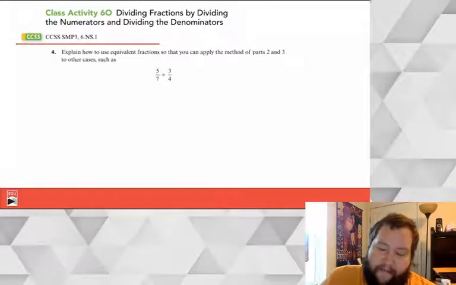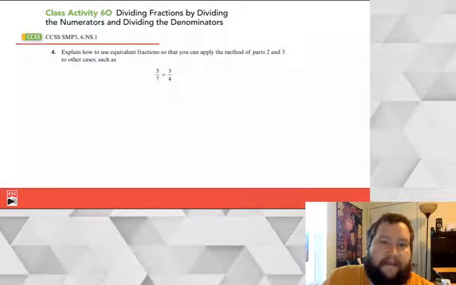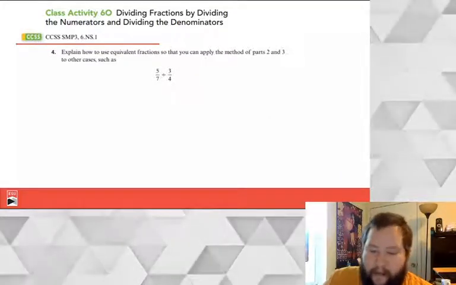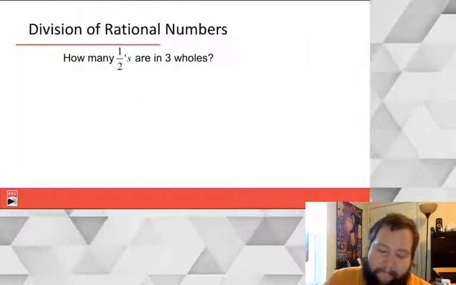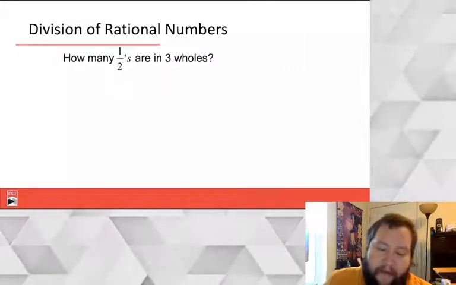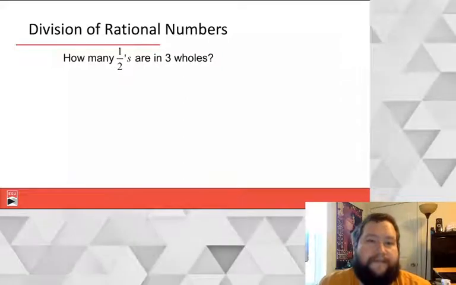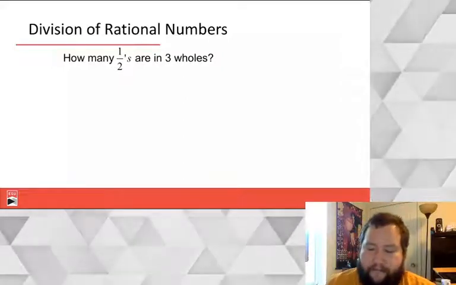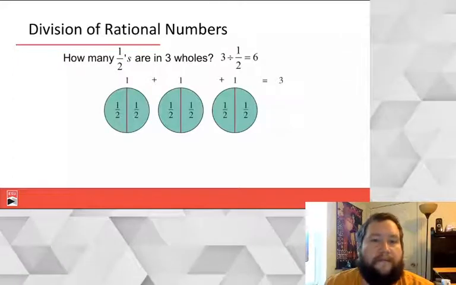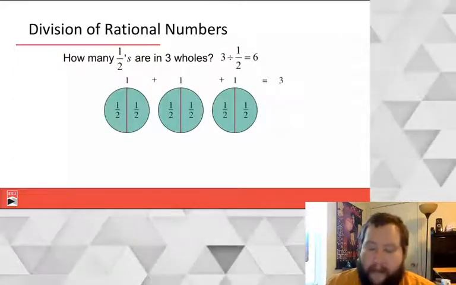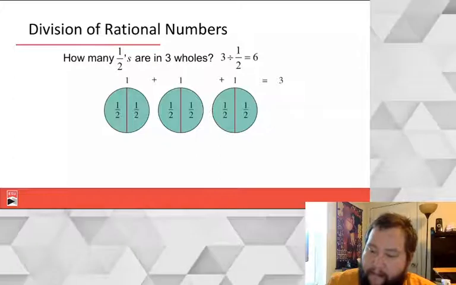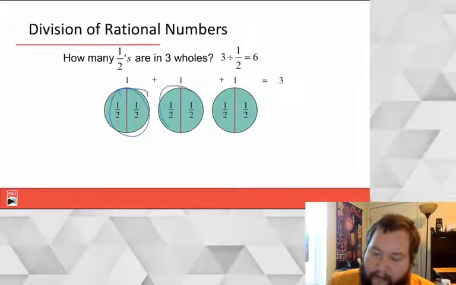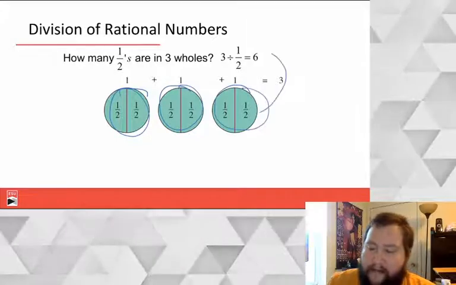So I'm going to save this one for you to practice because I think it's another useful sample to give you an idea of what's happening. And so, division of rational numbers. How many halves are in 3 wholes? Well, there are 6 of them. Because 2 of them make 1, 2 of them make another, 2 of them make another. That's a total of 6.